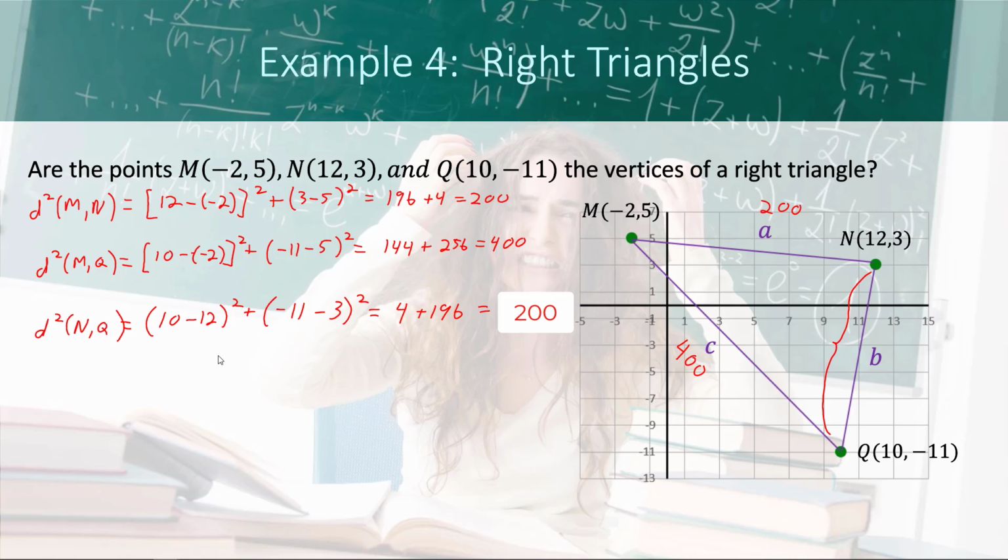So we have that A squared plus B squared is equal to 200. Let me put 200 over here. Plus 200, which is equal to 400, which is equal to C squared. This is a right triangle.